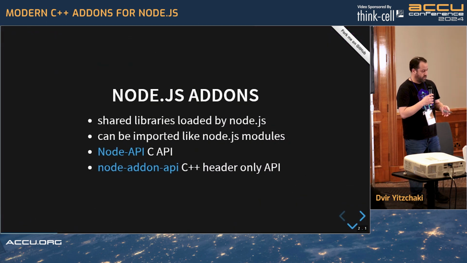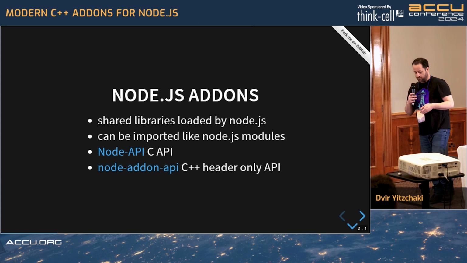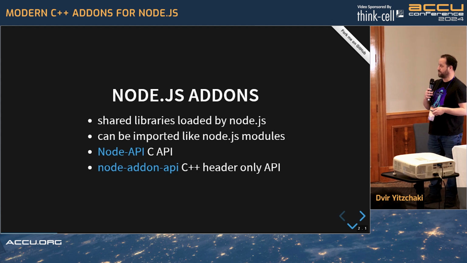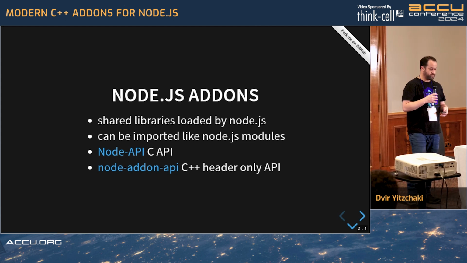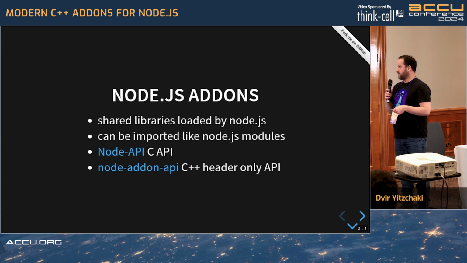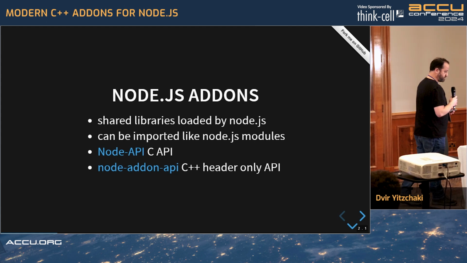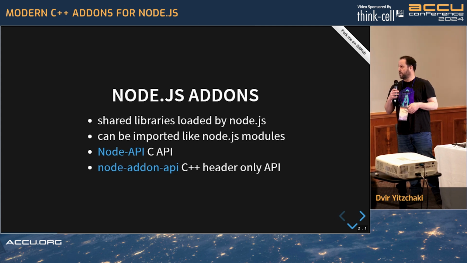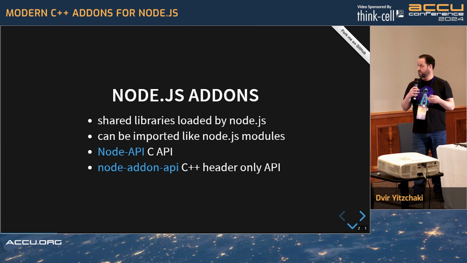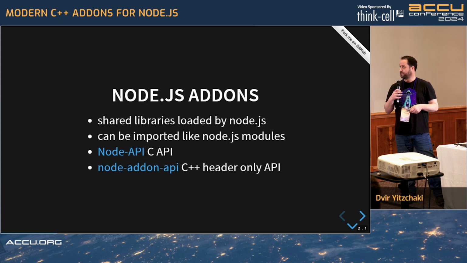Node.js add-ons are basically shared libraries or DLLs that you can load from a Node.js application. You import them like every other Node.js module. And it has a C API, which is called the Node API. And on top of that, you have a C++ wrapper, which is header only, and it's called the Node add-on API.